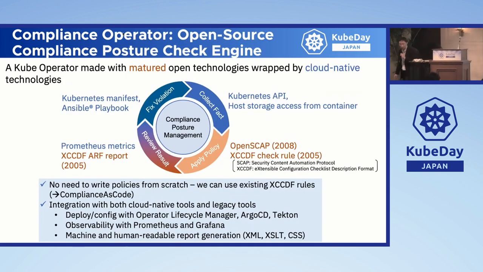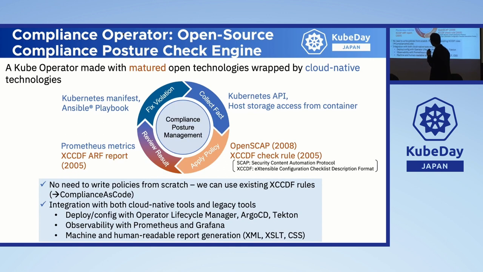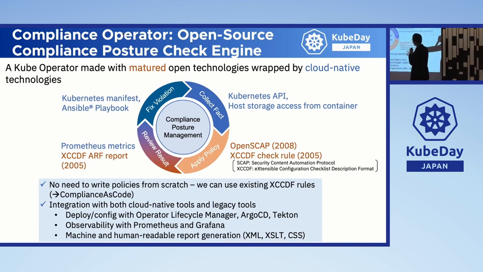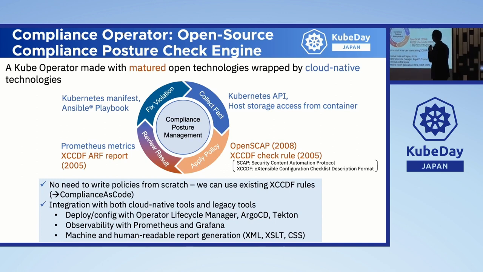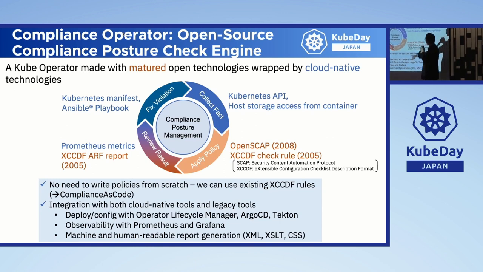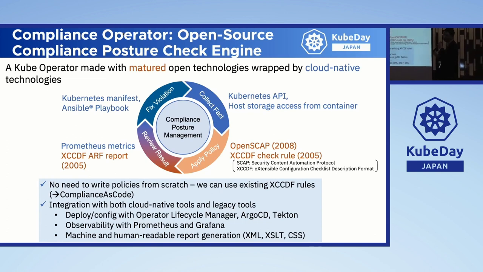Okay, let's move on to the concrete tools. The first one is Compliance Operator, which is an open source compliance posture check engine. It is a Kubernetes operator, but inside the operator there are many mature technologies wrapped by cloud native technology. This figure is the same one as in the previous slide, but these steps consist of multiple techniques. For collecting facts, cloud native technologies like the Kube API or storage access to the host are used to collect the fact, for example, a file in the master node.